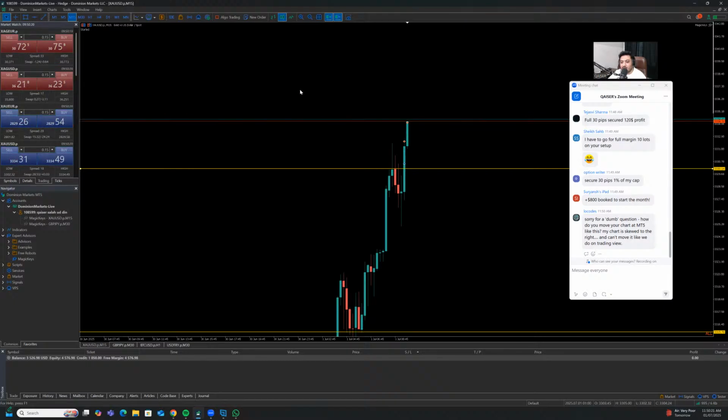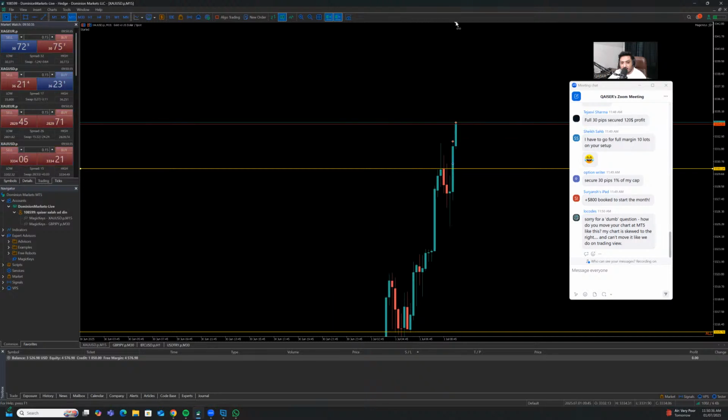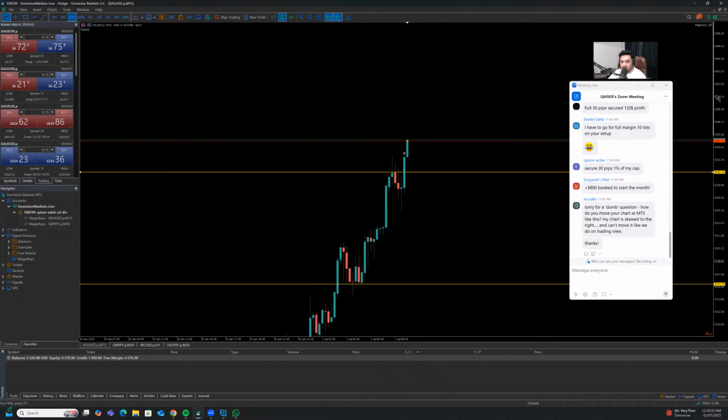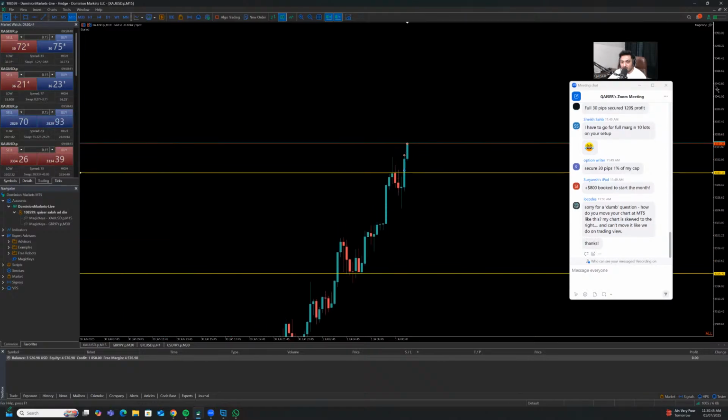Sorry for a dumb question. How do you move your chart in MT5 like this? My chart is skewed to the right and I can't move it like we do on TradingView. So here is the icon you can see on the top. You can shift your chart to the right side, you can shift your chart to the left side. Easy. From here you can zoom out, you can zoom in.